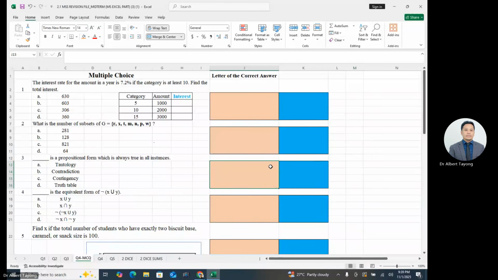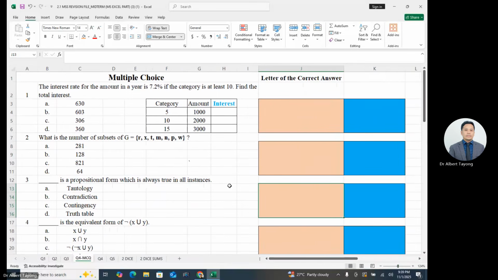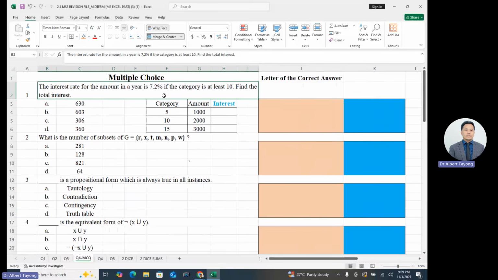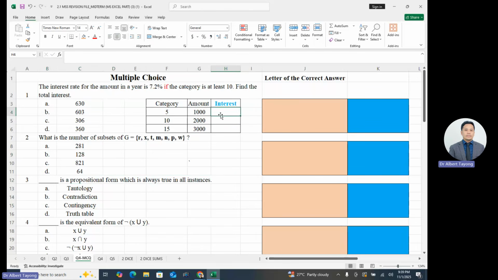MSSQ4. Here we have multiple choice questions. The first one talks about the interest rate for the amount in a year, which is 7.2%, if the category is at least 10. So the keyword here is if, and find the total interest. So we have to write equals if here. It's very simple because there is a condition there.